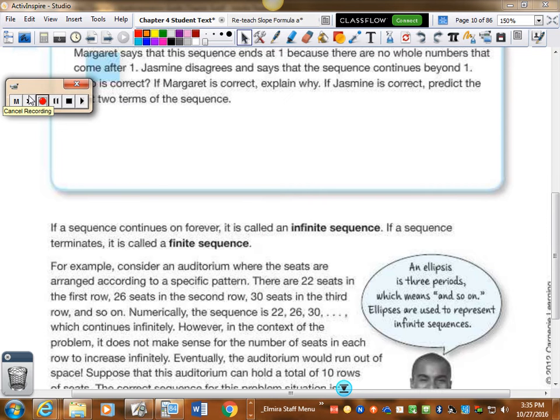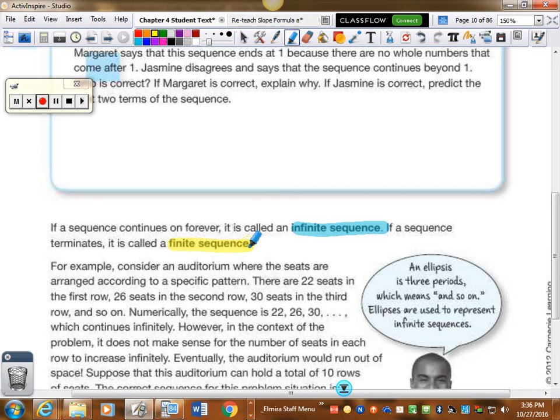So I want to talk about a couple vocabulary words here. We've got infinite sequence and finite sequence. And it's just what it sounds like. An infinite sequence is going to go on and on forever. There's nothing that limits that sequence. A finite sequence is one that there's a limitation for.